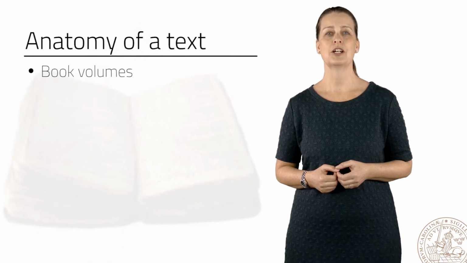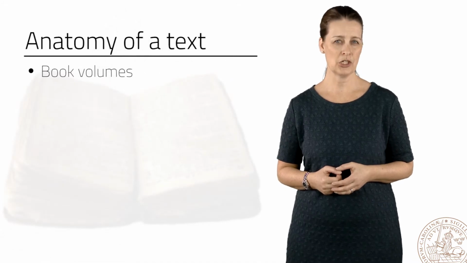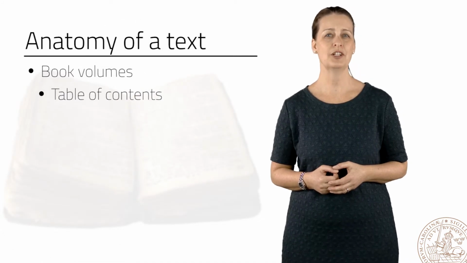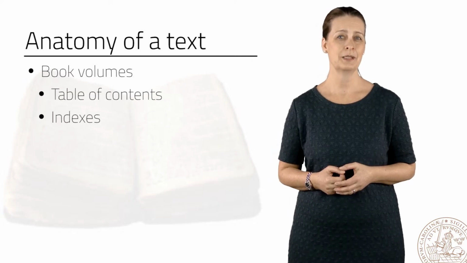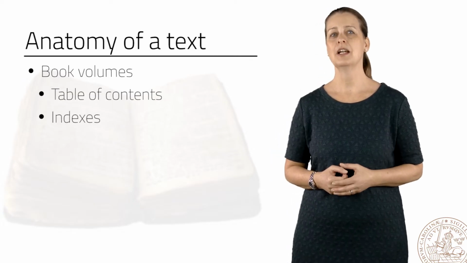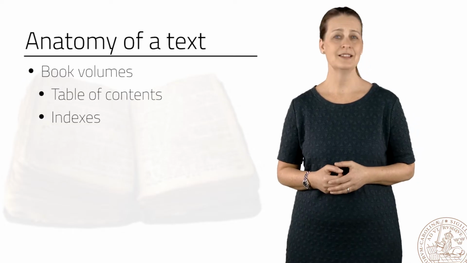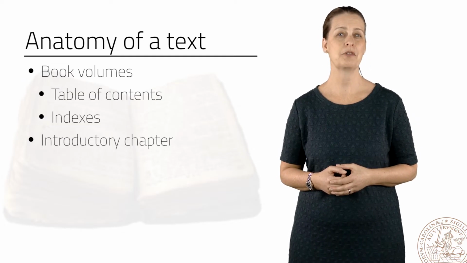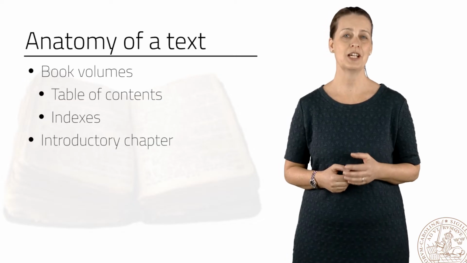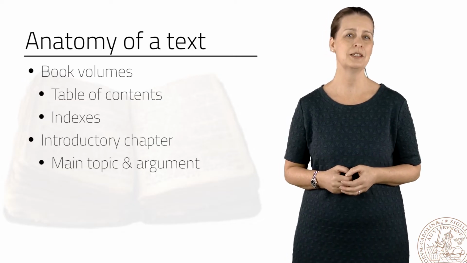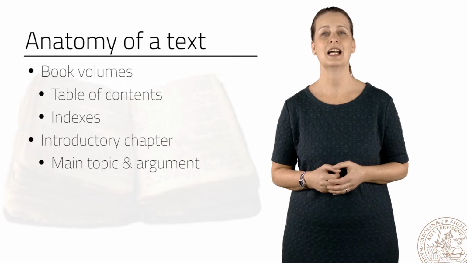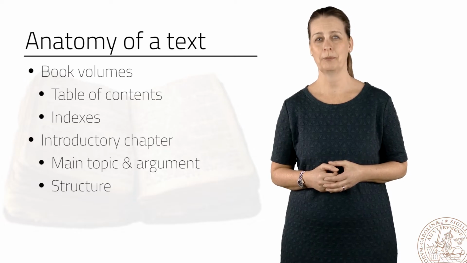Book volumes, such as monographs and edited collections, have tables of contents and often indexes. If you start by looking at these, you will get a quick idea of the contents of the work. Then scan the introductory chapter of the book, where you will find a presentation of the main topic and argument, as well as get an idea of the structure of the work.